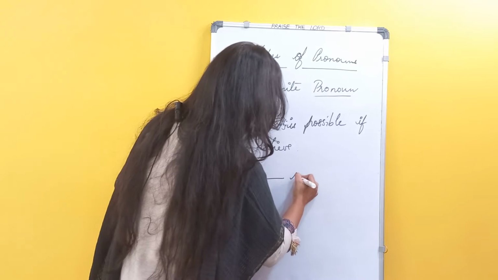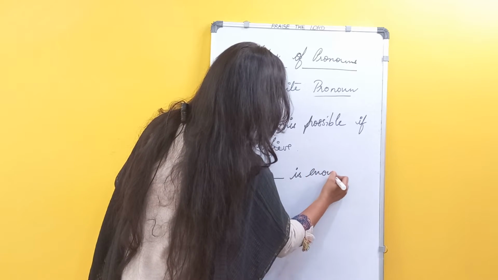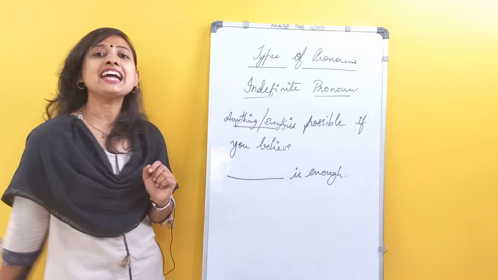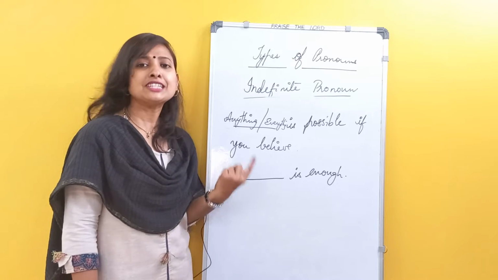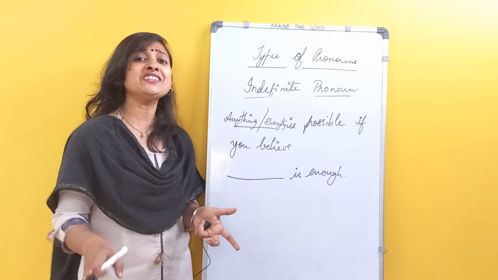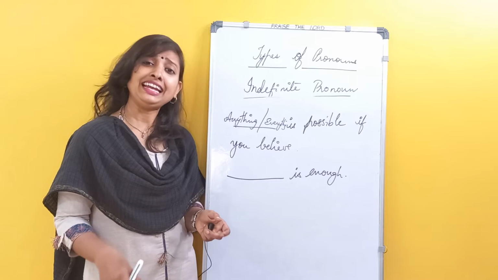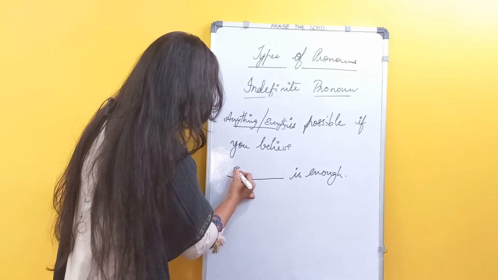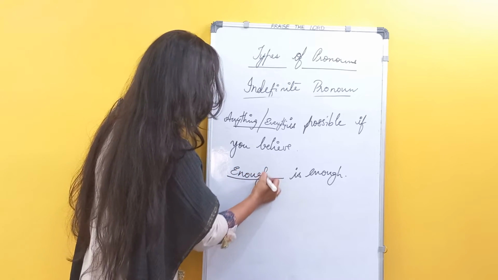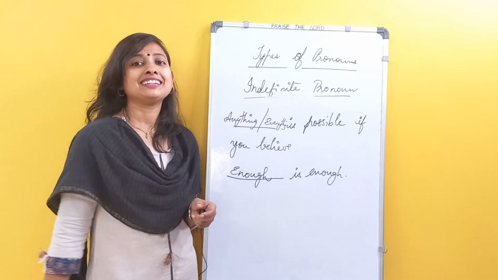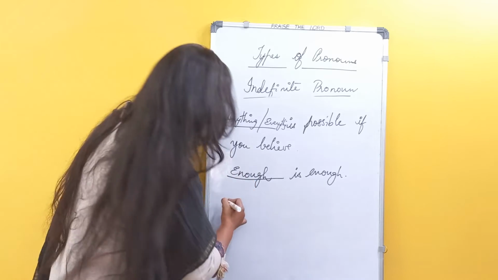So, dash is enough. Dash is enough. This we generally use. Enough is enough. Okay? Enough is enough. What had happened is enough. So, enough is enough. Okay, next.